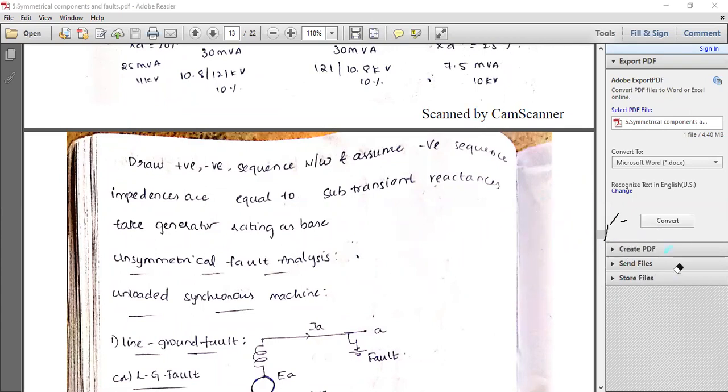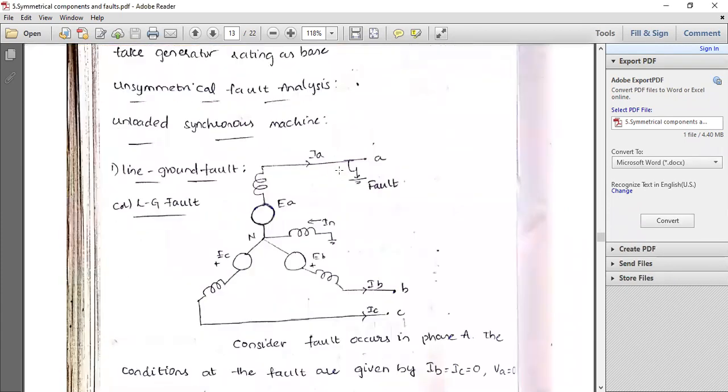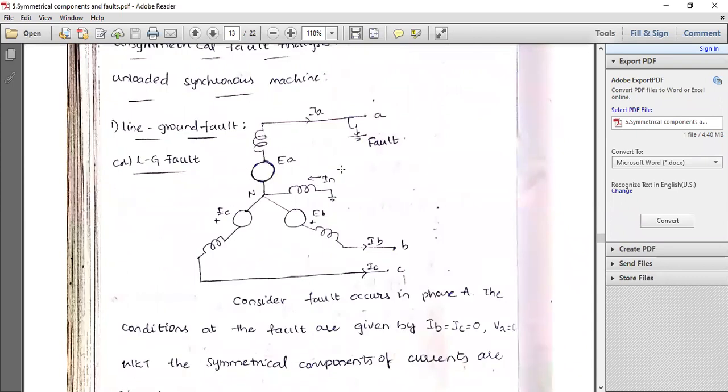Now we are entering into a very important concept of determining the fault currents for line to ground fault, line to line fault, and double line to ground fault. First, please all of you draw this figure. This is very important. Please do the analysis along with me.